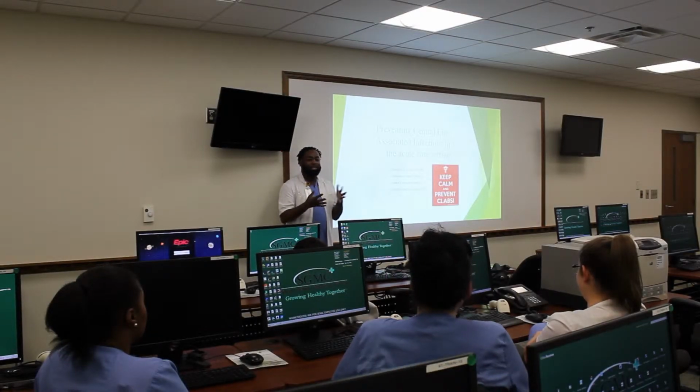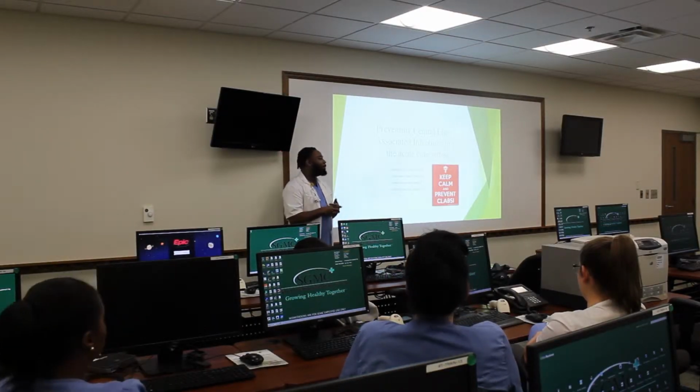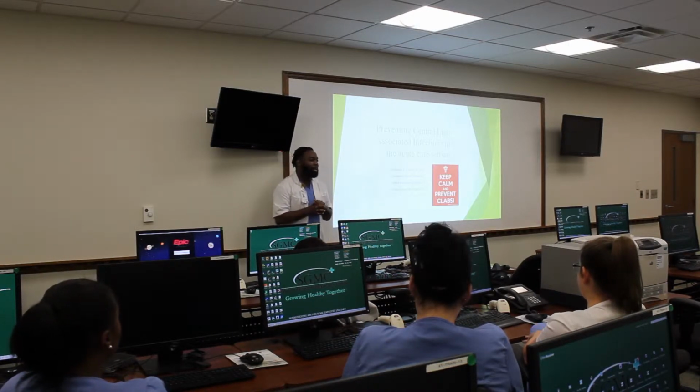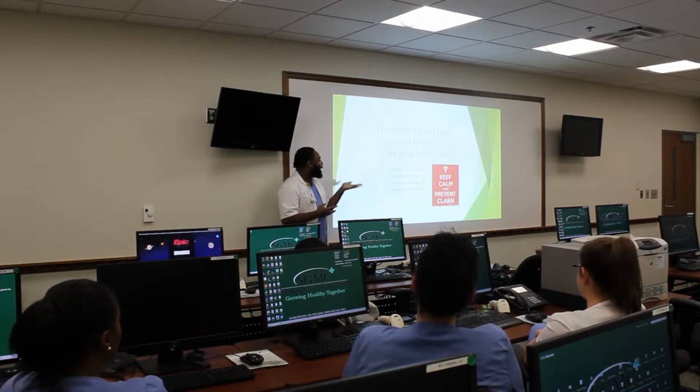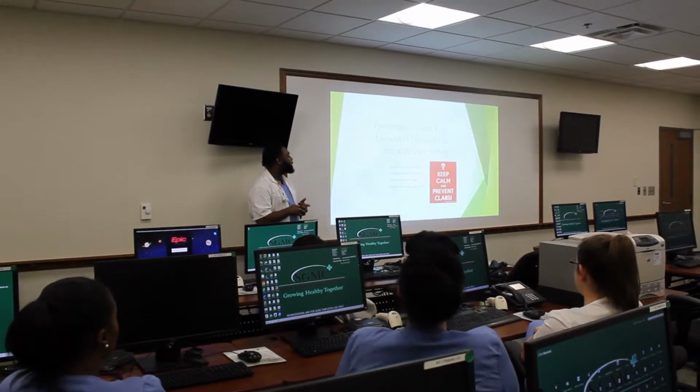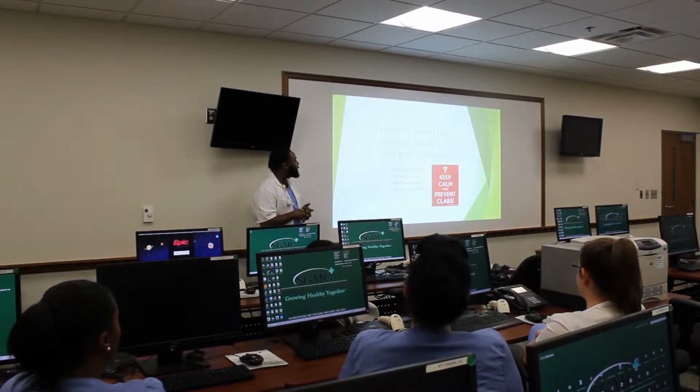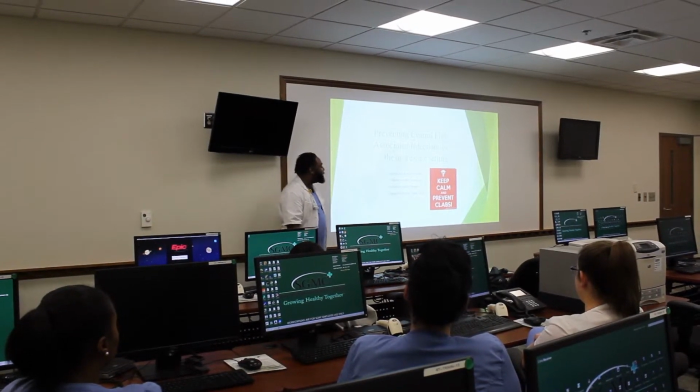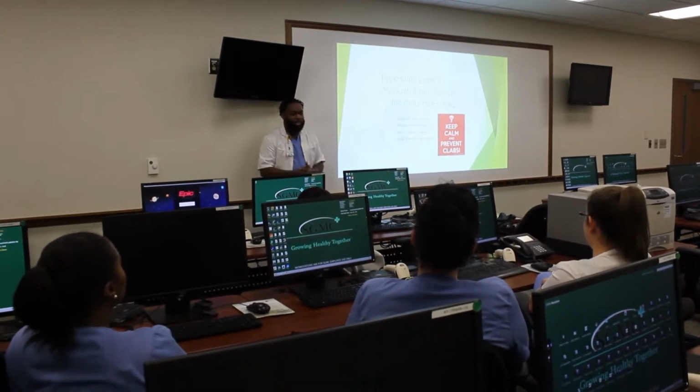I'm one of the nurses here at South Georgia Medical Center, also a senior nursing student at Columbus State University. My capstone project for my final exam will be preventing central line associated infections in the acute care setting. As you can see, the picture says keep calm and prevent CLABSIs.